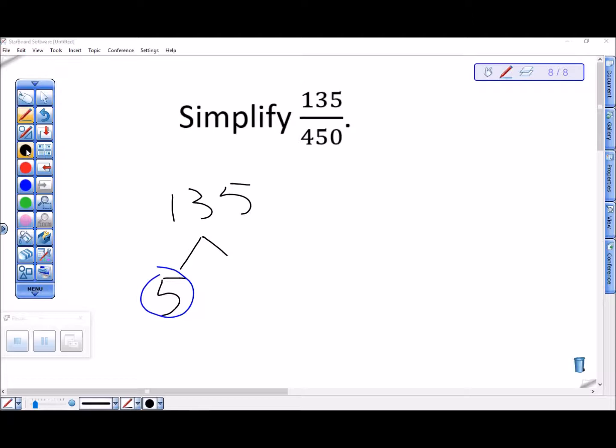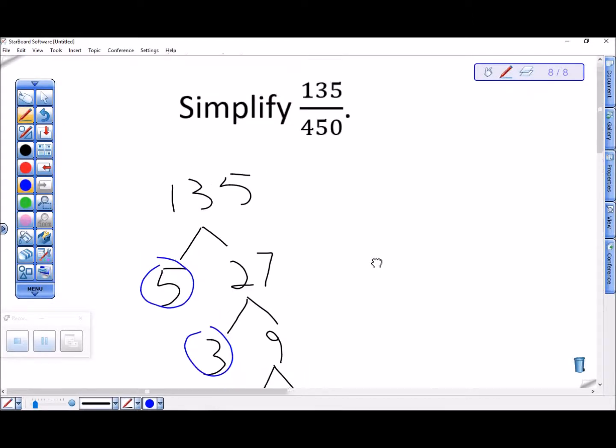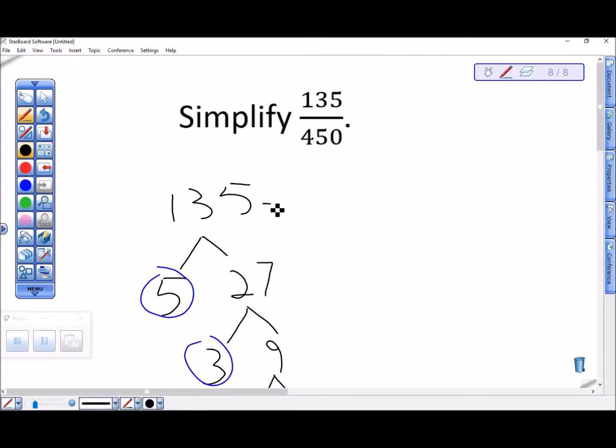5 goes into 135 27 times. 27 is not prime. It's 3 times 9. 3 is prime. And 9 isn't prime. It's 3 times 3. So 135 has got a bunch of 3's in it. Should have known it was divisible by 9, because 1 plus 3 plus 5 is 9. And what more would you need to know? Okay, got it. So 135 is 3 cubed times 5. It's going to be one of those videos. 3 cubed times 5. Great.